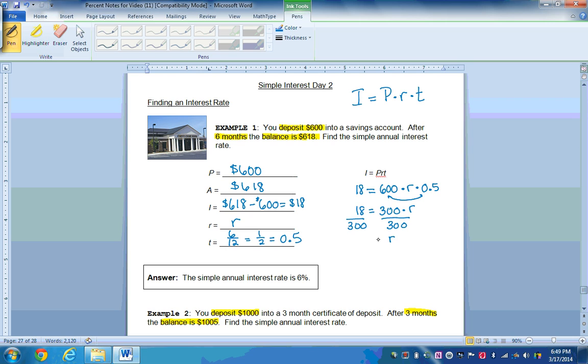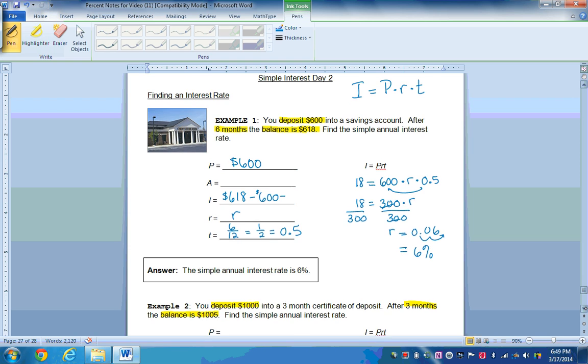And R is equal to, those will cancel, and if you do 18 divided by 300 on your calculator, you will get 0.06. And when we change that into a percent, we need to multiply by 100, and it comes out to 6%. And so you can see our answer here, the simple annual interest rate is 6%.